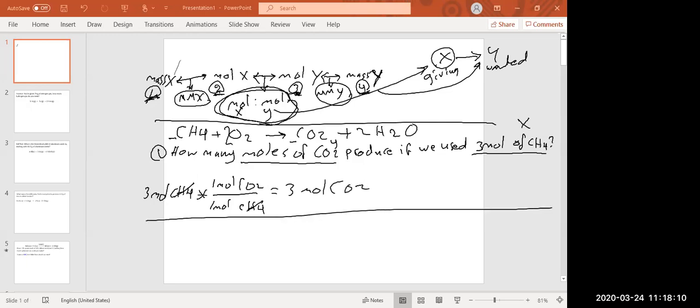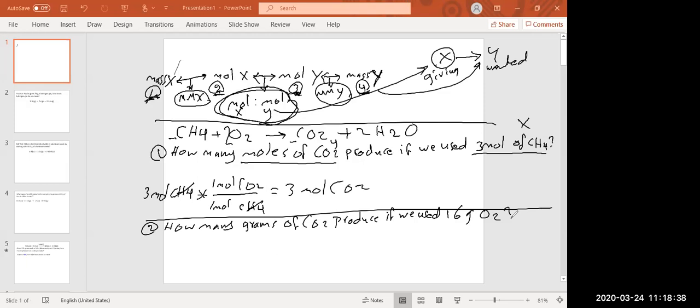Okay, let's look for another question now. Number 2, for example. How many grams of CO2 produced if we use 16 gram O2?